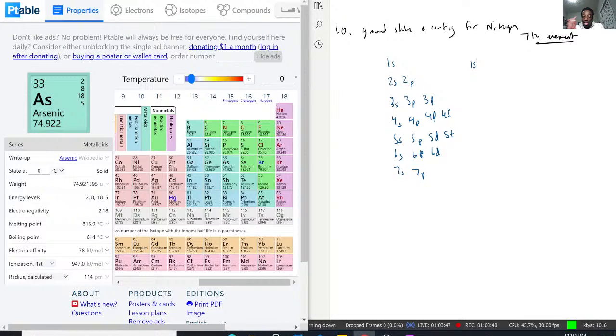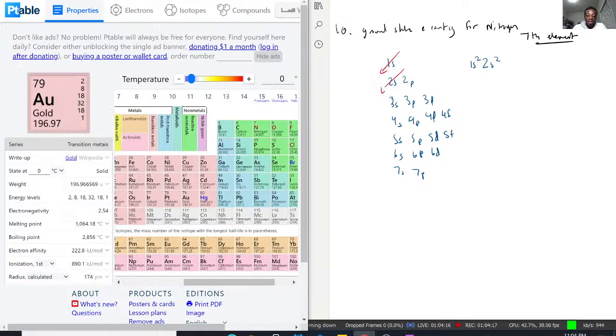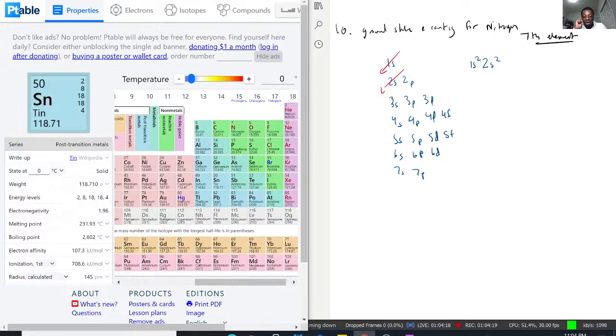Now to get to the 2s, lithium will be 2s1, beryllium will be 2s2. So we're done with that orbital because s orbitals only take 2 electrons, since there is only one orbital. And now we get to the p part, where it's boron, carbon, and nitrogen. So we're actually quite close. Boron will be 2p1, carbon 2p2, and nitrogen 2p3.